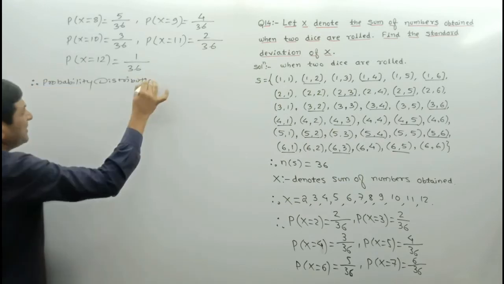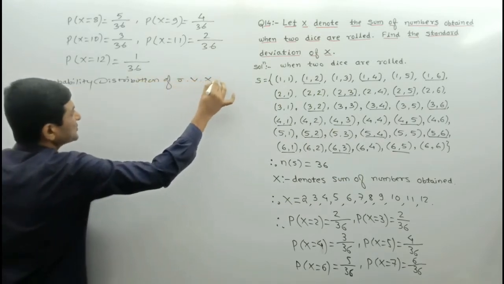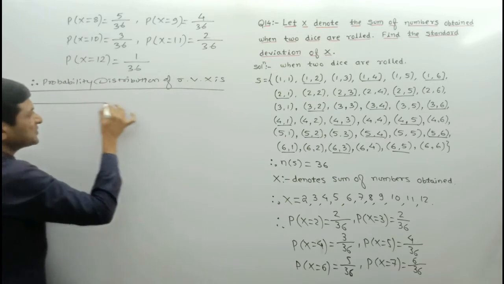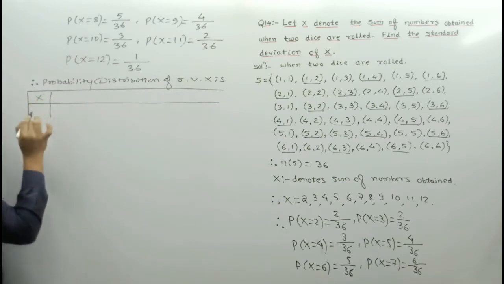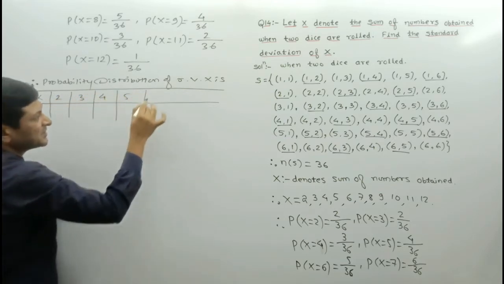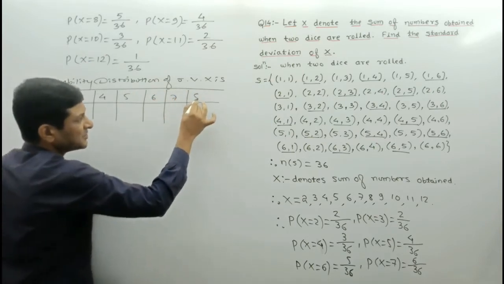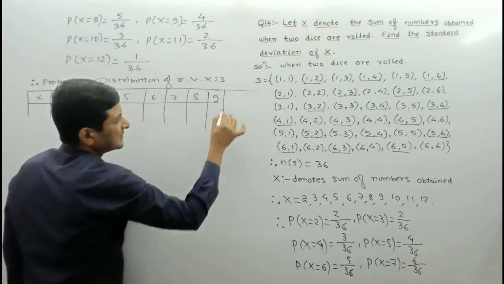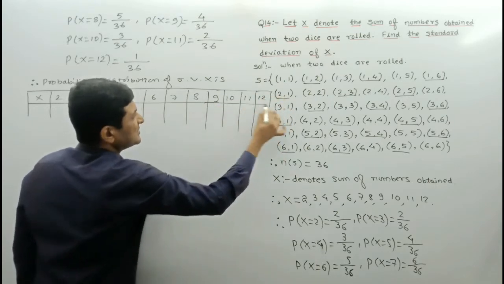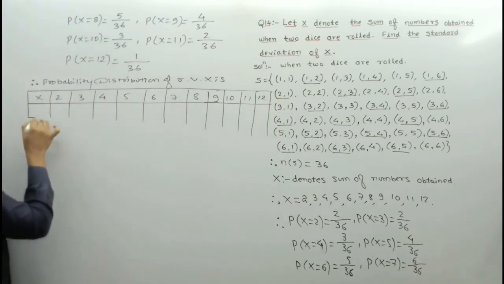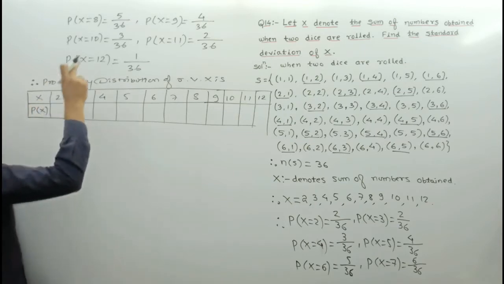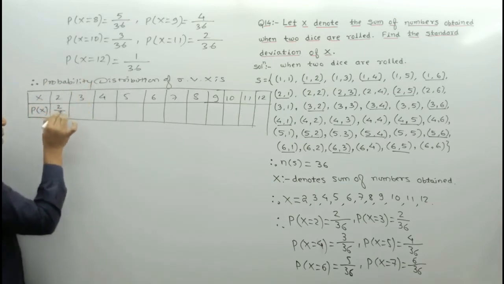So the probability distribution of random variable x is as follows. Let us try to find out the probability distribution. For that purpose, first we write the values of x, which are 2, 3, 4, 5, 6, 7, 8, 9, 10, 11, and the last value of x is 12. Once the values of x are known, write down their corresponding probabilities, which we already know.